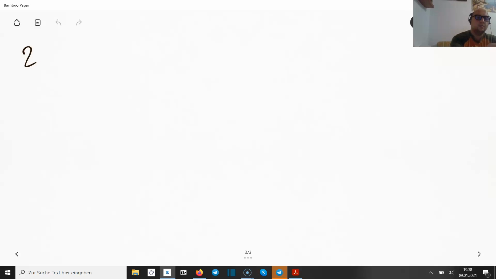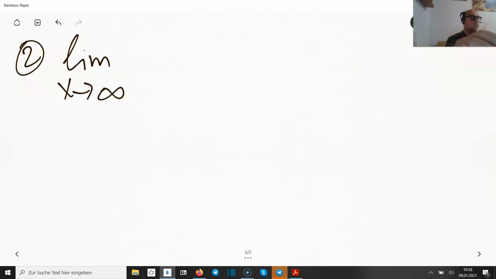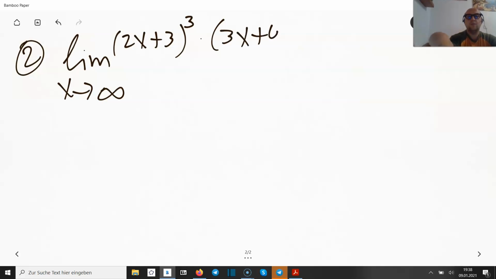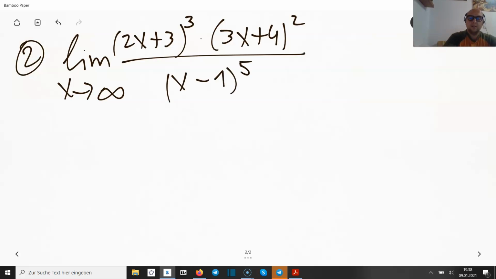Well, let's try. Second example would be, let's say, limit x towards infinity, and let's say we're having (2x plus 3) cubed times (3x plus 4) squared divided over (x minus 1) to the power of 5. Well, you see, if I would take all the binomials and multiply it out, it will take a lot of time. But I can see that this factor is behaving like x cubed. Well, actually like 8x cubed, because if I cube 2x, I'm going to have 8x cubed.